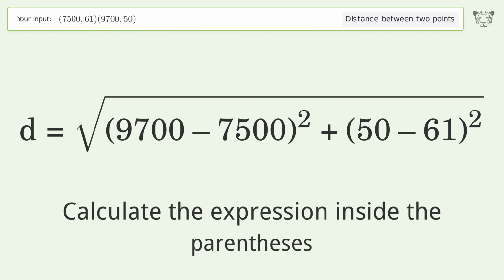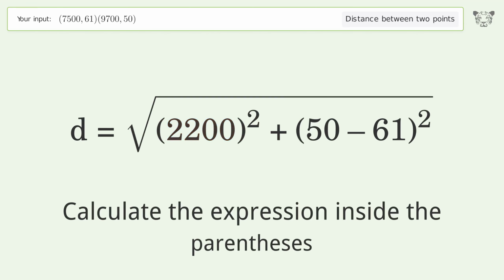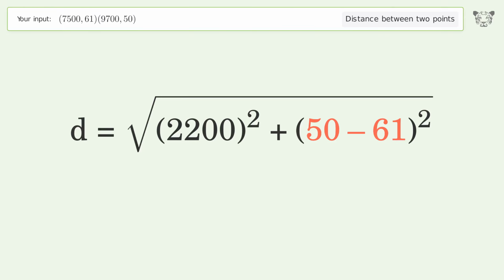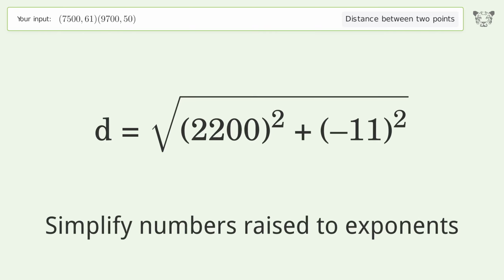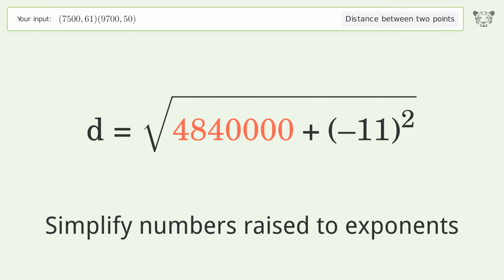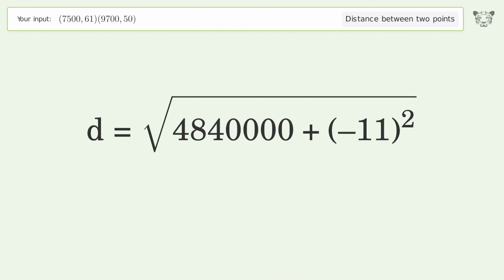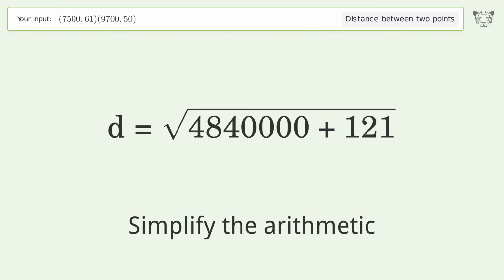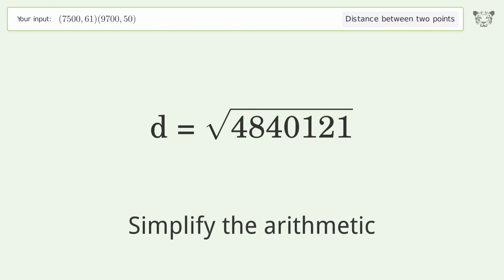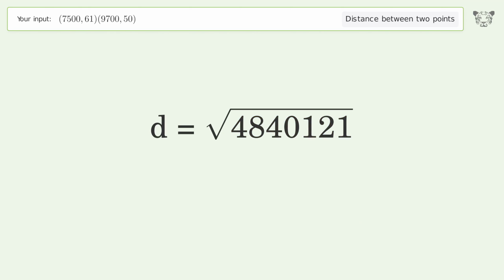Calculate the expression inside the parentheses. Simplify numbers raised to exponents. Simplify the arithmetic. And so the distance between the 2 points is the square root of 4,840,121, or 2,200.027.